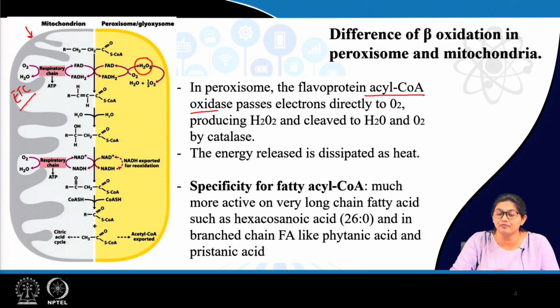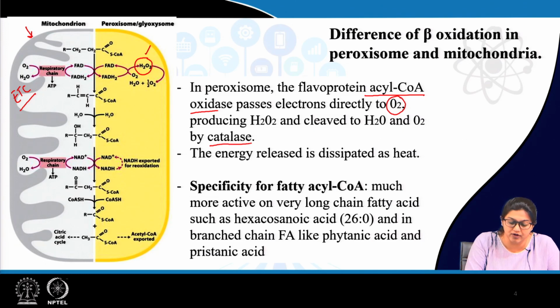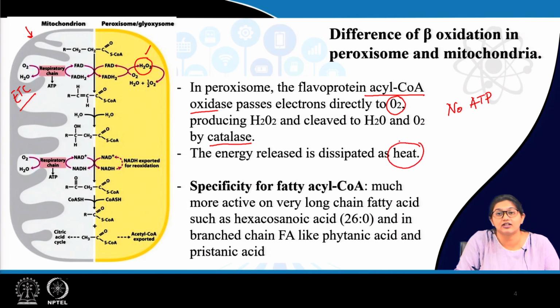the ETC, because definitely this is peroxisome. So, what happens to those electrons? They are directly transferred to molecular oxygen forming H2O2, and this H2O2 is broken down with the help of the enzyme catalase. So, basically here no ATP is formed. There is no ATP from this stage, rather the energy released is dissipated as heat. So, in the first step, even if there is electron transfer through flavoprotein, those electrons do not enter the ETC, rather they form H2O2, which is degraded with the help of the enzyme catalase, and the energy is released as heat.